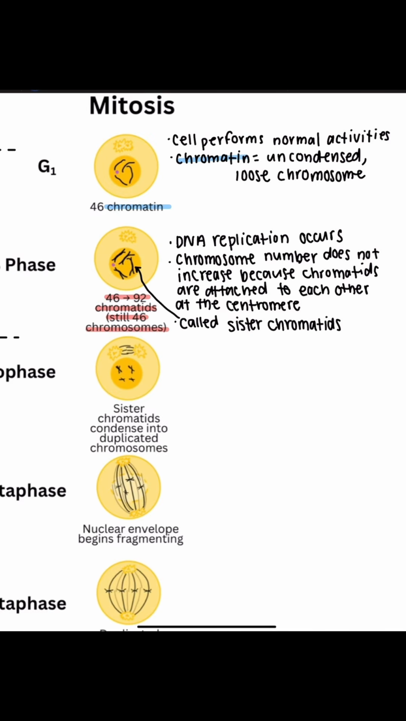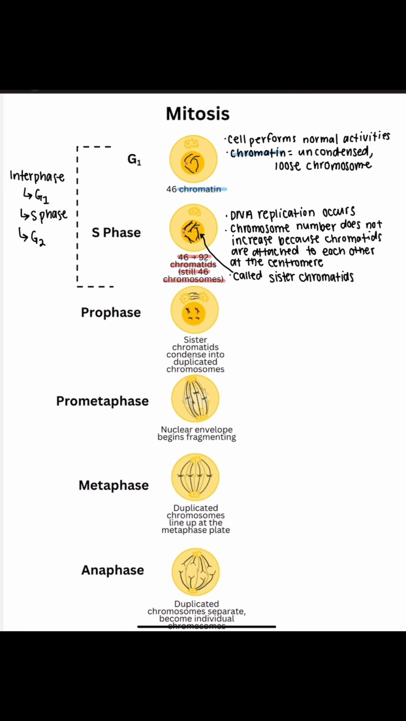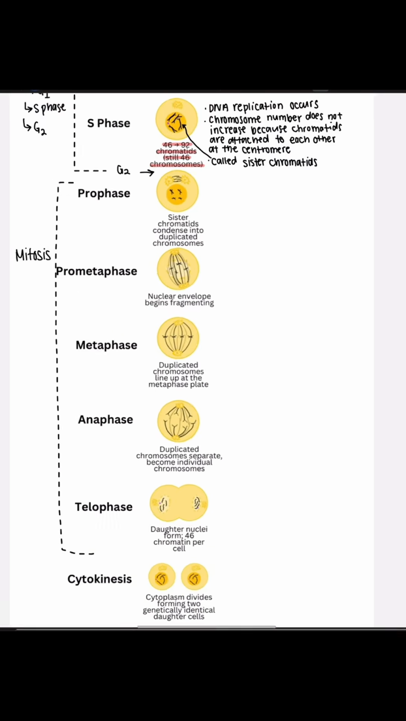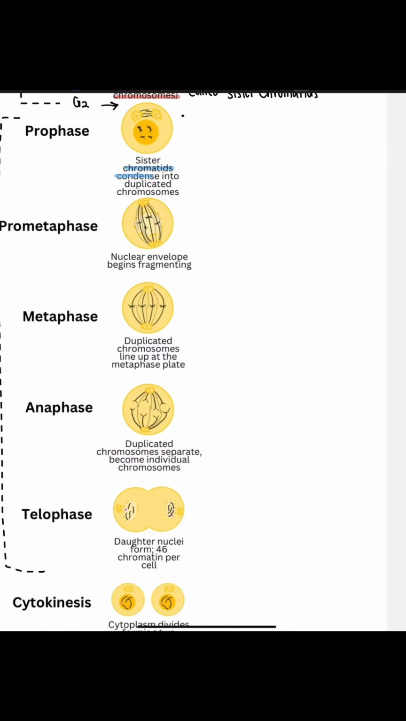The last part of interphase is G2, which isn't shown here, and during G2, the cell grows a bit more and gets ready to divide. So after G2, the cell finally enters mitosis. Mitosis starts with prophase, and during prophase, those sister chromatids are going to condense to form duplicated chromosomes. What I mean is that these chromatids are going to coil tightly, and they're finally going to become visible under a microscope. Condensing DNA is going to keep it organized and compact, which is important for the division process.